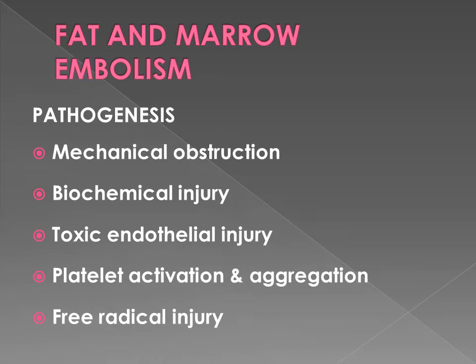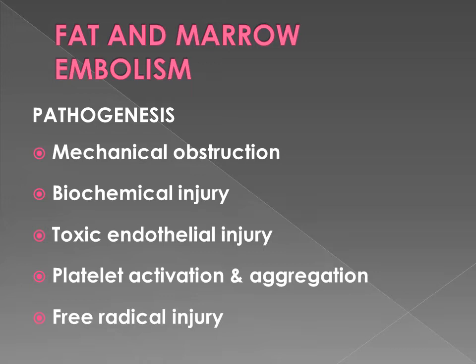When we talk about the pathogenesis of fat and marrow embolism, it usually involves both biochemical injury and mechanical injury. Fat globules and the associated platelets and red cells can occlude the pulmonary circulation, and they can even travel to the brain or the cerebral circulation. When they travel in the circulation, fatty acid is released from these fat globules, and these fatty acids can further aggravate the condition by causing local toxic injury, and this toxic injury can also destroy the endothelial cells.